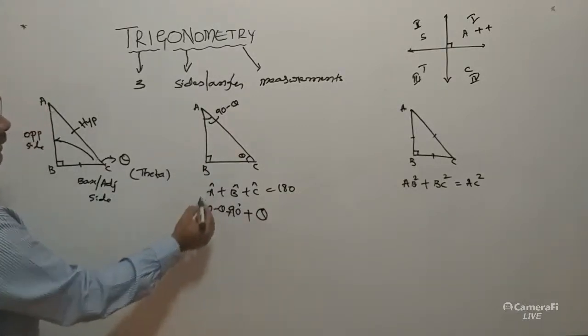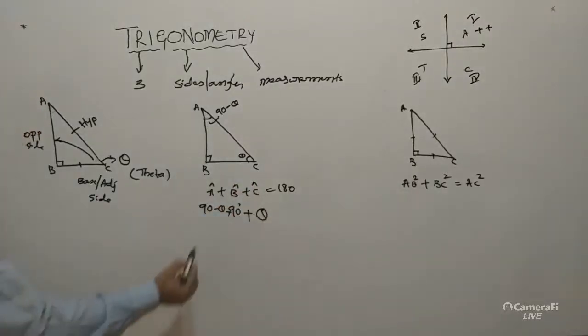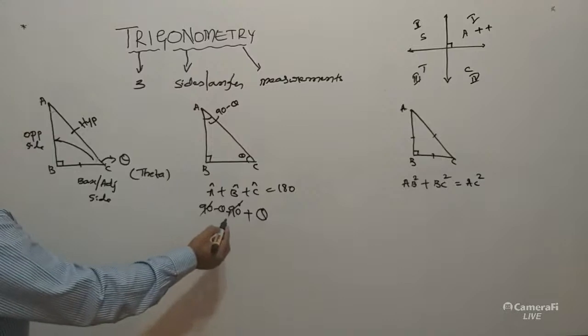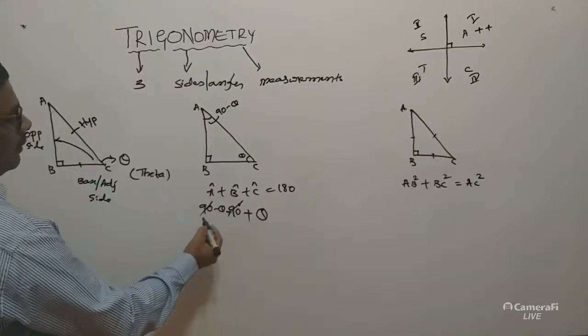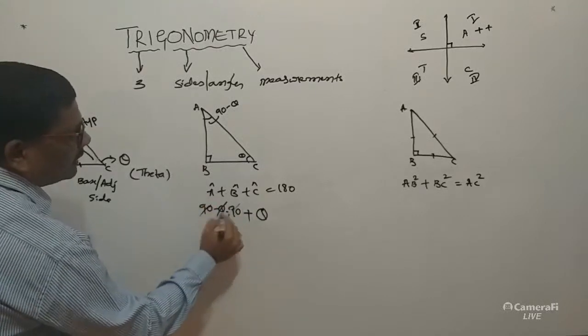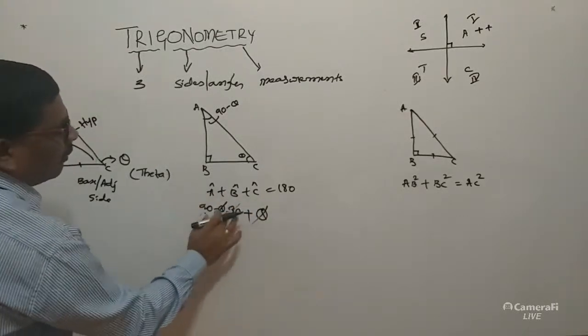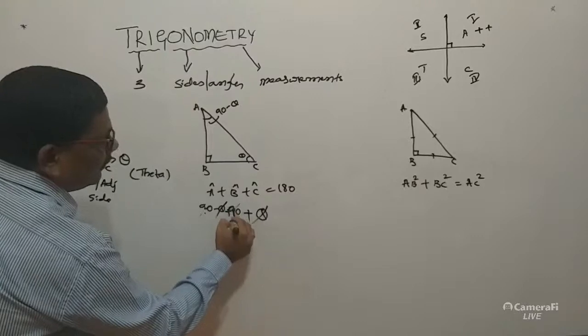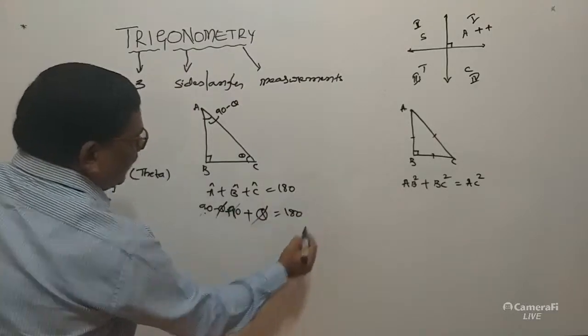So angle A plus angle B plus angle C: plus theta and minus theta get cancelled. So 90 plus 90, which is equal to 180 degrees.